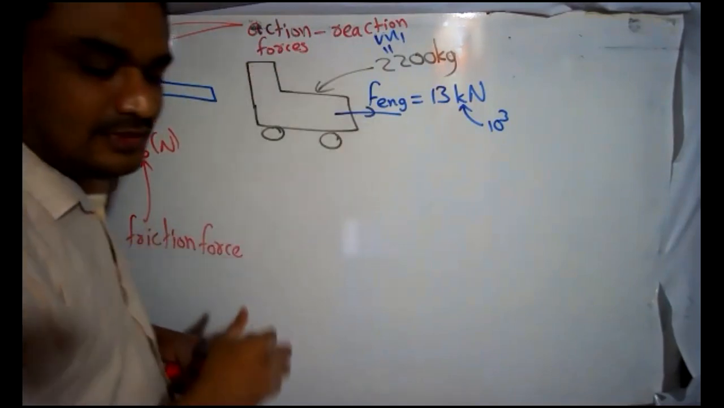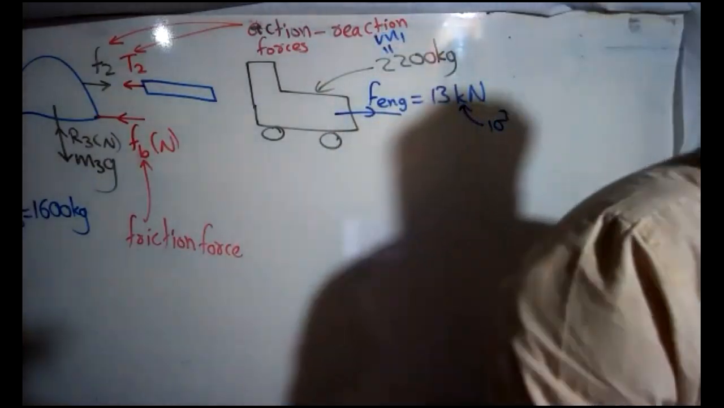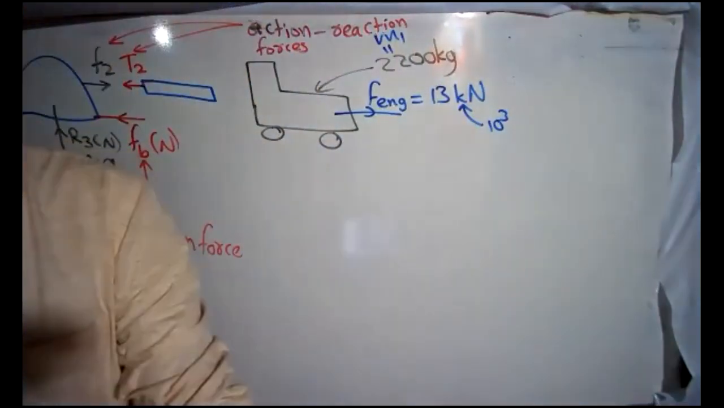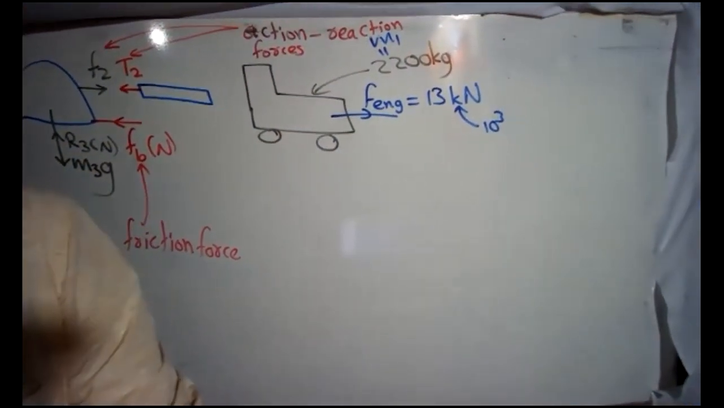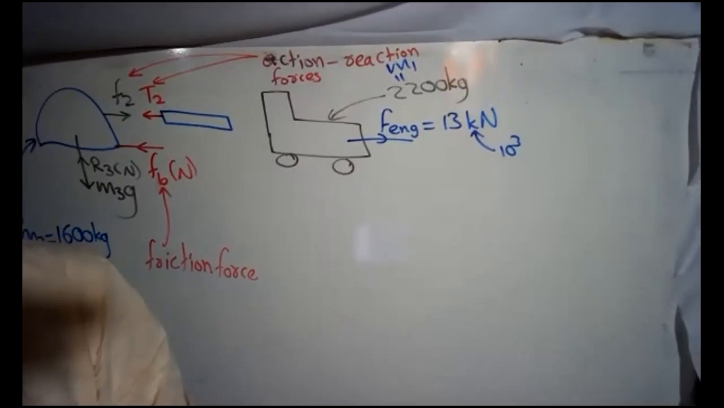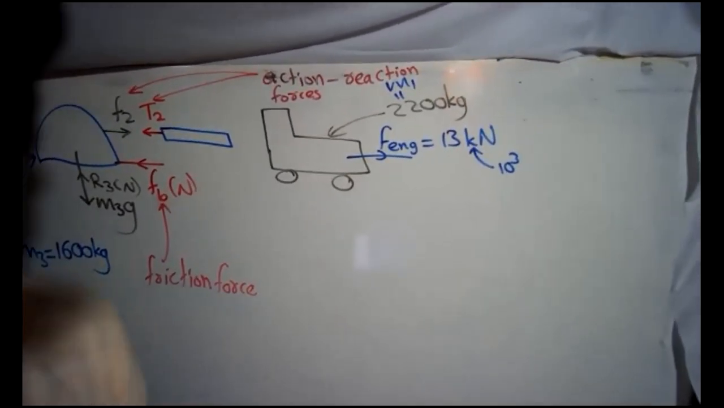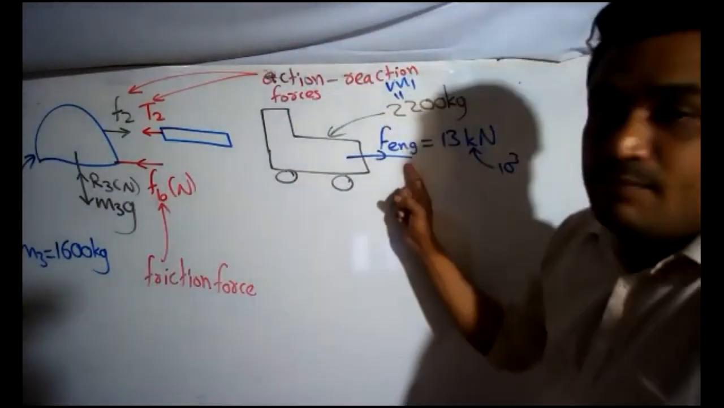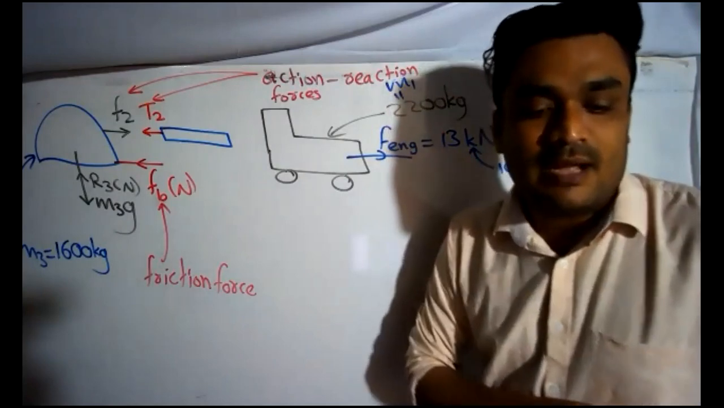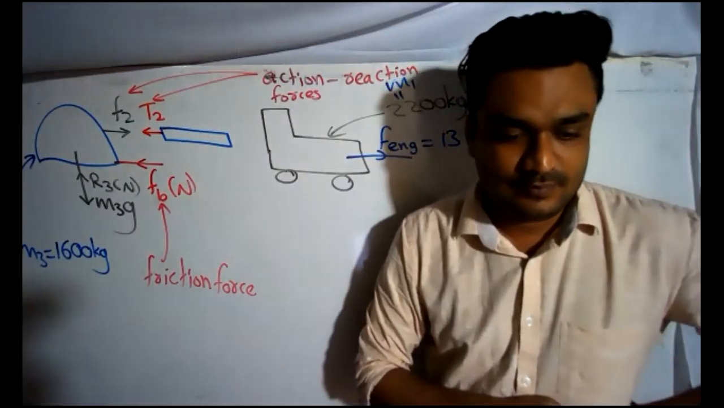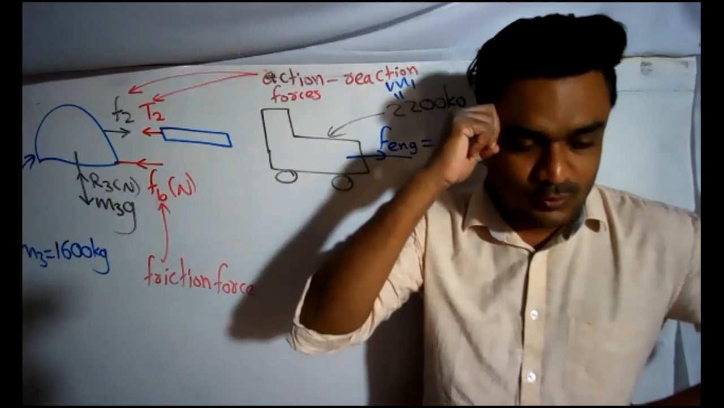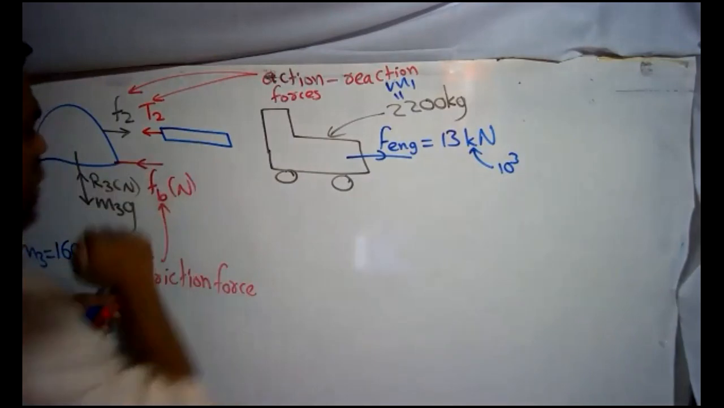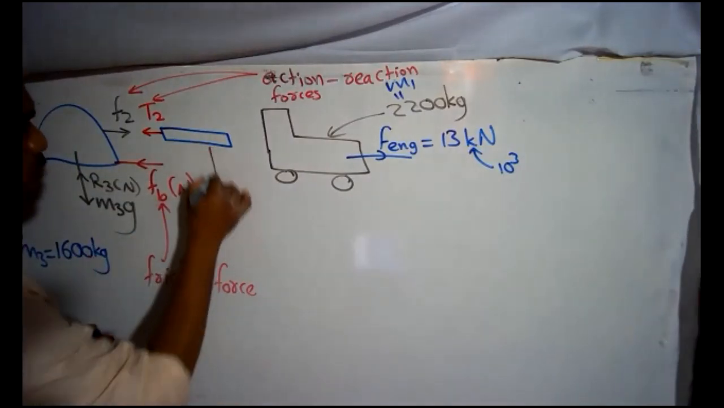My question is, why is this tractor moving? Somebody unmute the mic and tell me the reason for the tractor to be moved. Because of the external force given by the engine, that is 13 kilonewton. Am I right, dear? Yes, sir. Now my question is, why is this rod moving?